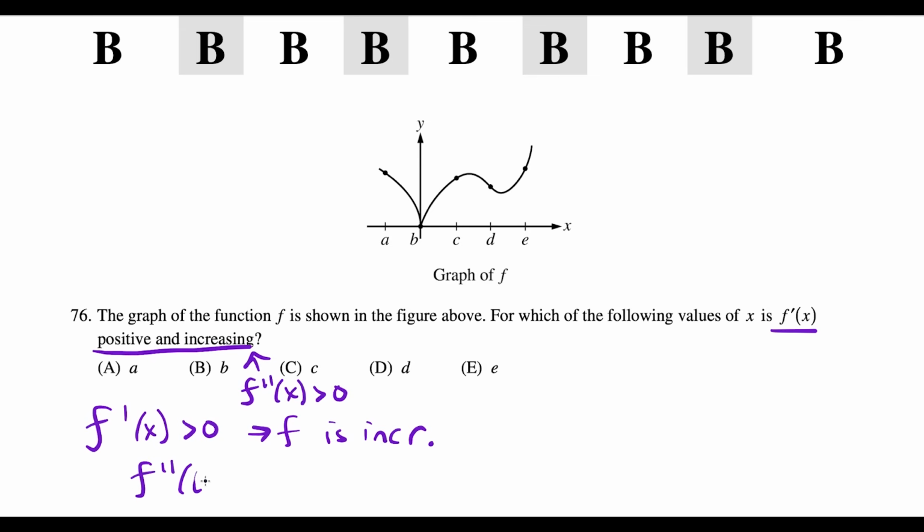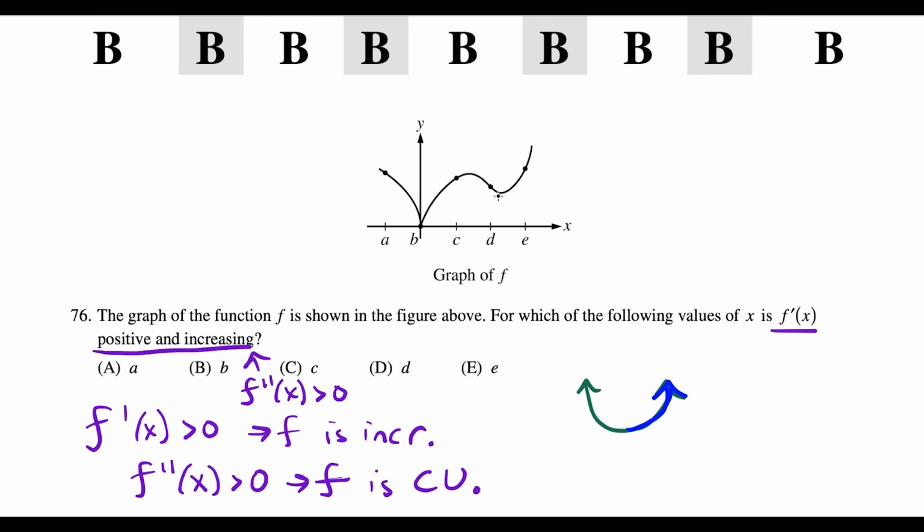Well, f double prime greater than 0 tells us that f is concave up. So we'll just abbreviate that, concave up. So what does it look like if something is increasing and concave up? Well, concave up just means the curve is smiling. So when you're on the increasing part of it, this is this part of the concave up curve. So it's the part of the smile that's going up.